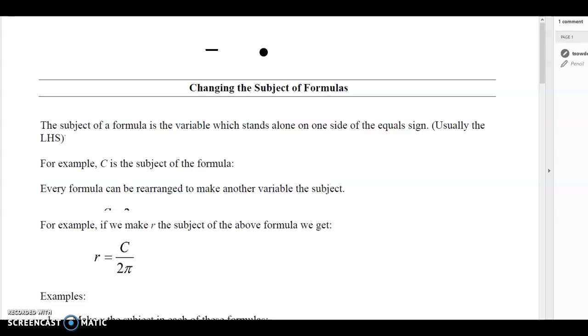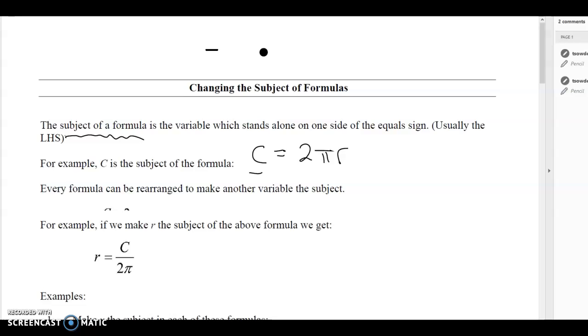Boys, we're looking at changing the subject of formulas today. The subject of a formula is the variable which stands alone on one side of the equal sign, usually the left-hand side. For example, in the formula C equals 2 pi r, circumference equals 2 times pi times the radius. C is the subject of that formula. It's on the left-hand side there on its own, one lot of C.